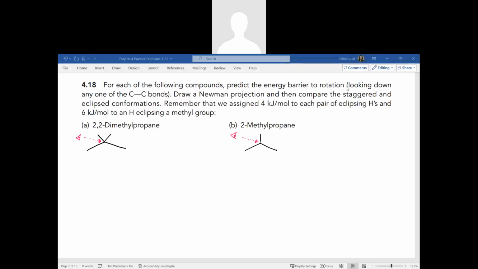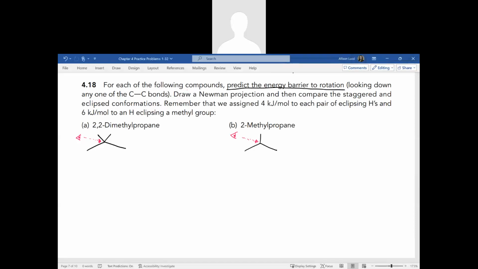In Chapter 4, Problem 18, we're given two structures. In part A, we're given 2,2-dimethylpropane, and in part B, we're given 2-methylpropane, so one less methyl substituent on our propane. We're asked to predict the energy barrier to rotation by looking down any one of the carbon-carbon bonds.